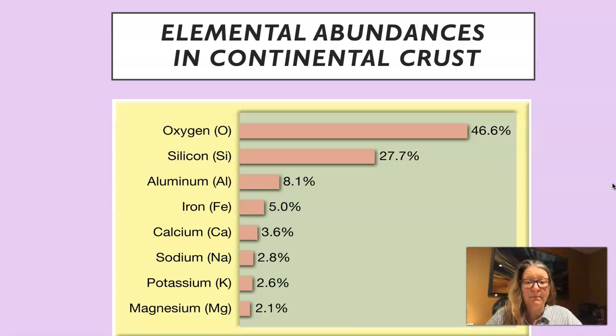Here's the elemental abundance in continental crust. So these are the elements that are most abundant. And I'm not expecting you to memorize these, but I would like you to pay attention to these first two, oxygen and silicon, because these make up the silicate minerals, which is why they're so abundant.